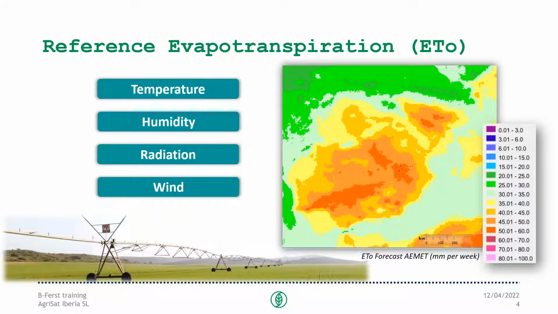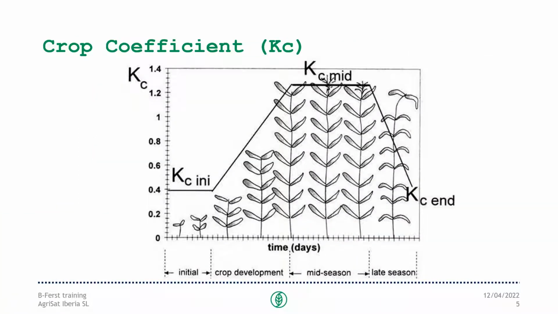Reference evapotranspiration, ETO, depends on temperature, humidity, radiation, and wind. At AgriSat, we have access to ETO forecast information accumulated for the next week, spatialized and at a global scale. The crop coefficient evolves throughout the cycle of a crop. Its operational determination has been taking the phenological state as a reference, although it is really linked to the fraction of green vegetation cover.